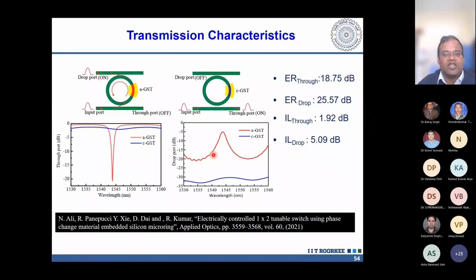So here are the results for the through port and drop port. You can see the extinction ratios that we are having, and this is a micro ring resonator, a resonant device. We have extinction ratios up to 25 dB at the drop port, while at the through port we have around 20 dB or so. Insertion loss is high. This insertion loss exists because the light directly sees the material; if you can somehow shift this material to this side, it will become lower, and that is what we have done in another paper, which we are not showing here.